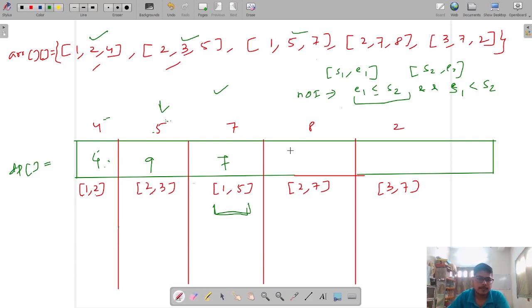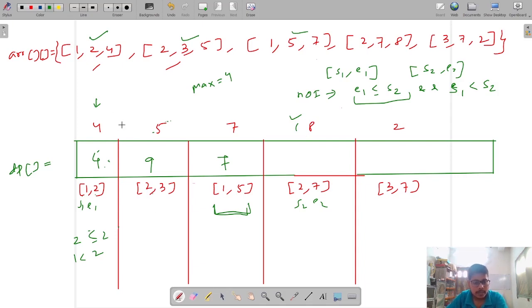Now check here. So I'm checking for this one and this one. So 1 2 and 2 7. This is my S1 E1. This is my S2 E2. So 2 is obviously less than or equal to 2, and 1 is less than 2, right? So these are non-overlapping. So what I will do, I will create a max variable and put this 4 here. I will later add this 8, not now.